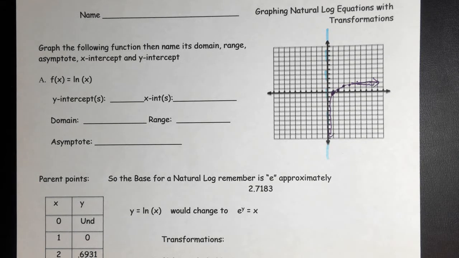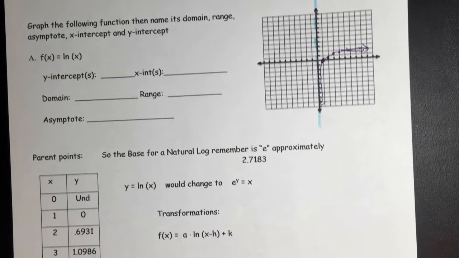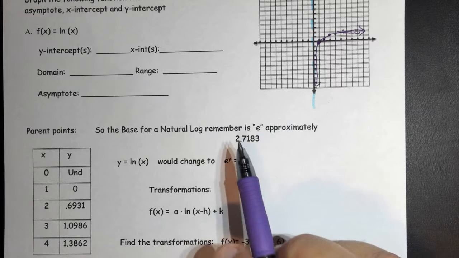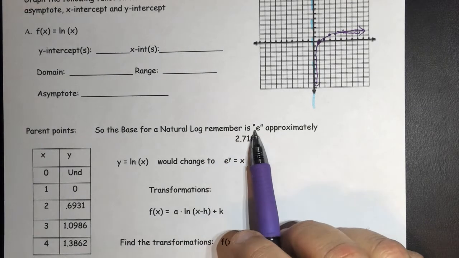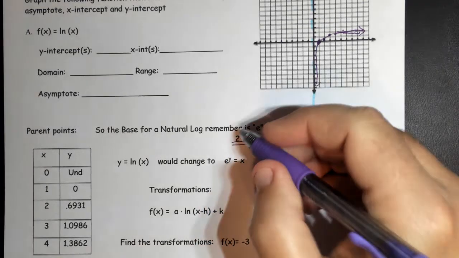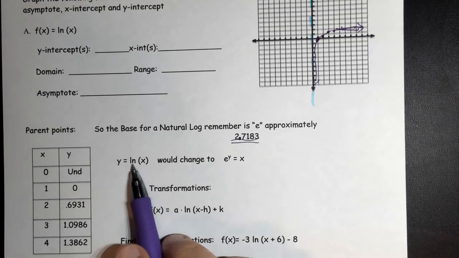Okay, so one other thing we're going to do is natural log transformations, and we've talked about a natural log before. In fact, I'm going to go down here into the middle of the notes first. Remember that a natural log has base e, and base e is approximately this number, 2.7183, and so forth.